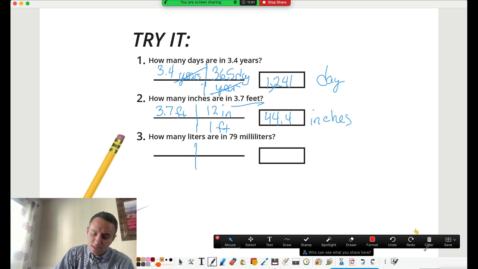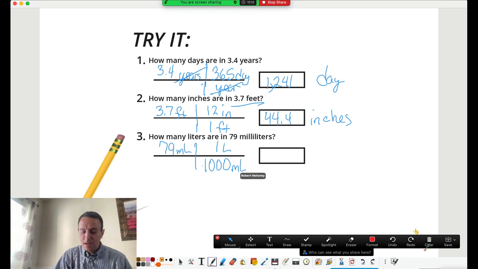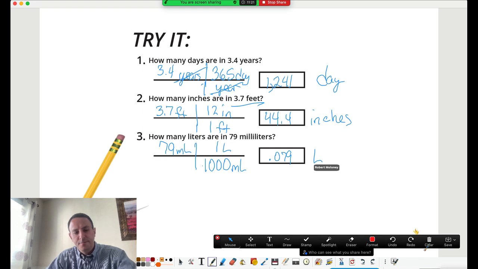So if I start with 79 milliliters, so there happens to be 1 liter, and then a milli is always 1,000. So I'm going to find out how many liters. 79 divided by 1,000 says that I have 79 thousandths of a liter in 79 milliliters.